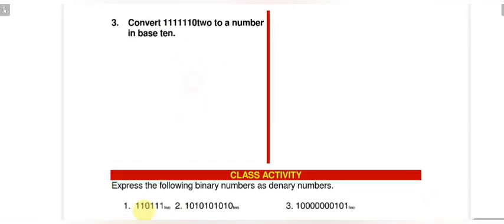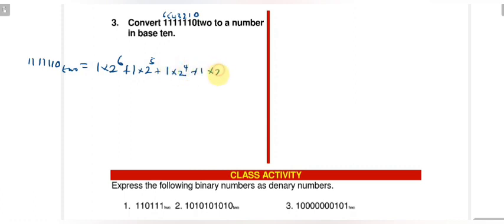So let's take a look at example 3. For example 3, we are converting 1111110 base 2 to a number in base 10. We'll start from the right and label it backward: 0, 1, 2, 3, 4, 5, and 6. So 1111110 base 2 will be equal to 1 times 2 raised to power 6 plus 1 times 2 raised to power 5 plus 1 times 2 raised to power 4 plus 1 times 2 raised to power 3 plus 1 times 2 raised to power 2 plus 1 times 2 raised to power 1 plus 0 times 2 raised to power 0.